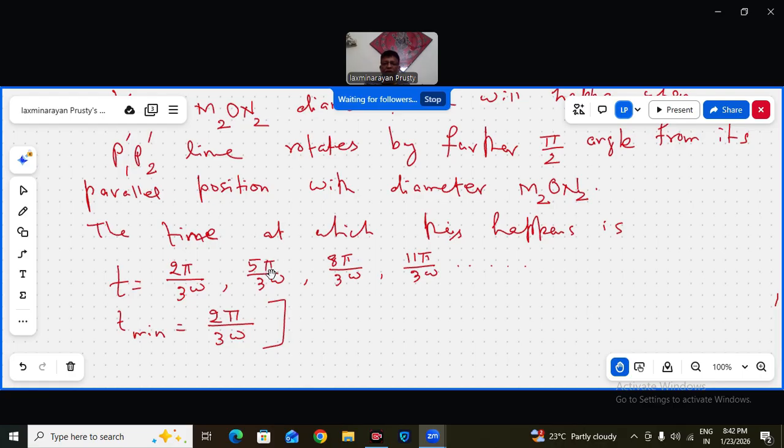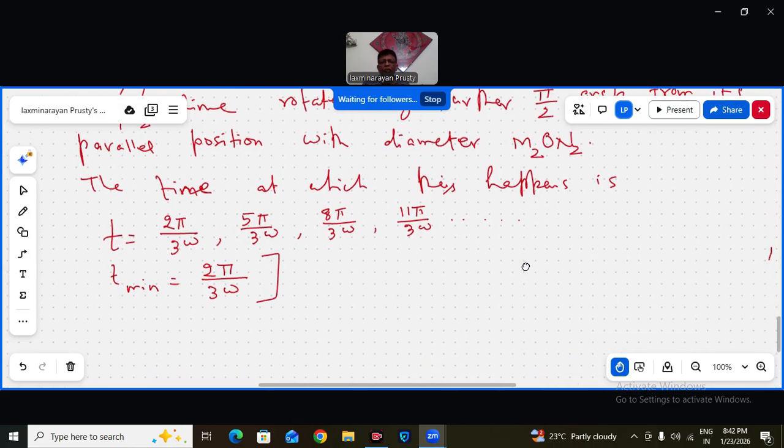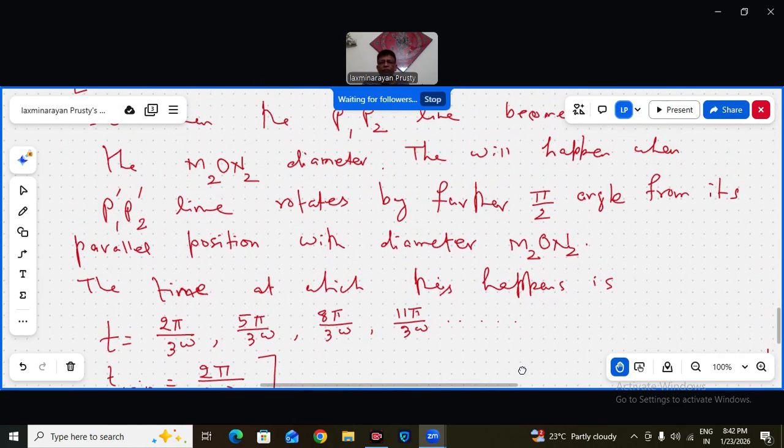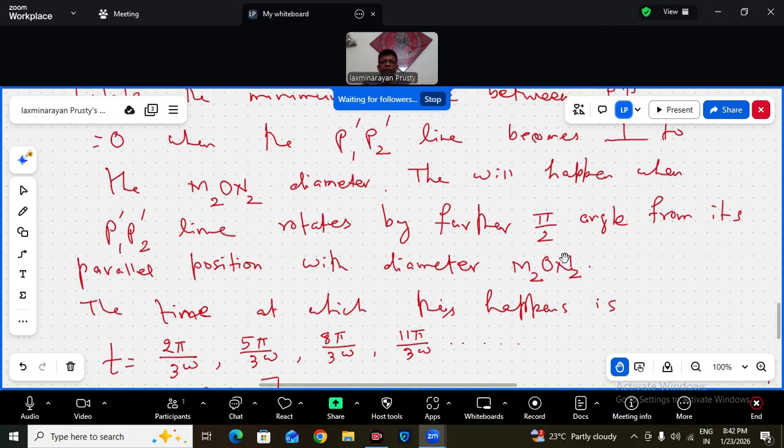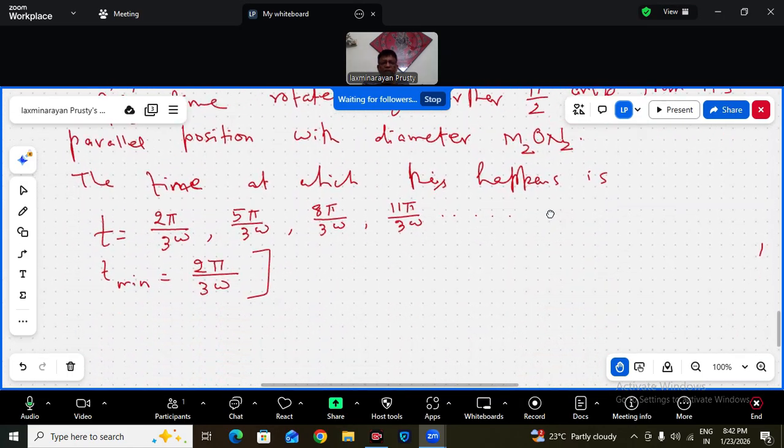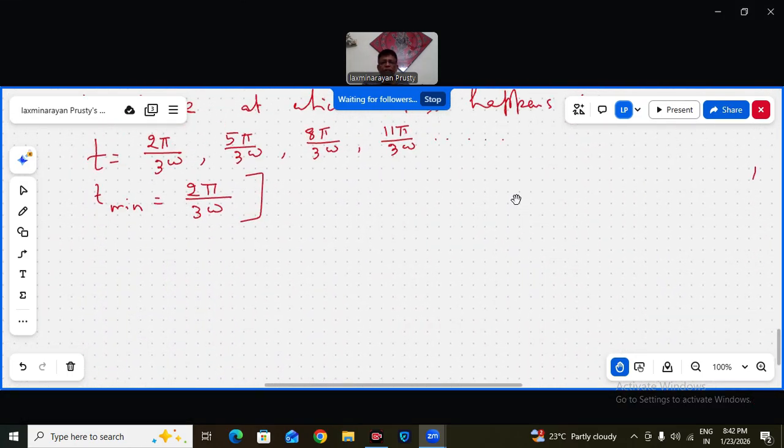Then the next minimum distance position, that is 0 distance here, 5 pi by 3 omega. Plus one more pi you add, the next minimum distance, 8 pi by 3 omega, like this. These are the times when you get the minimum distance between P1, P2, which is 0. Okay. In this case, the minimum distance is 0.